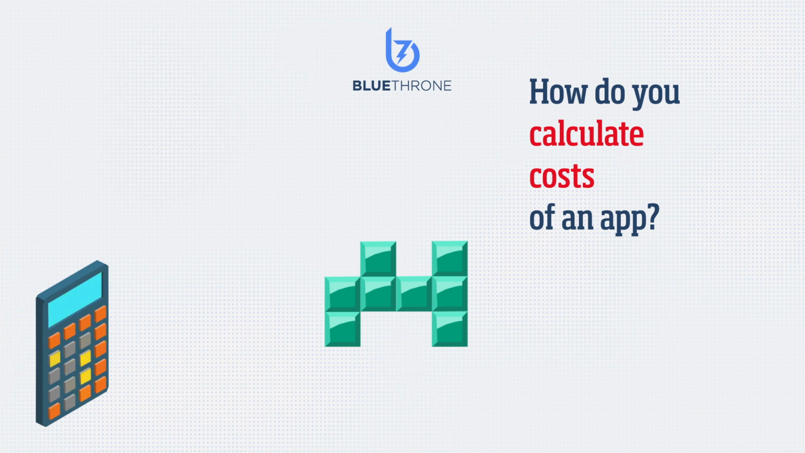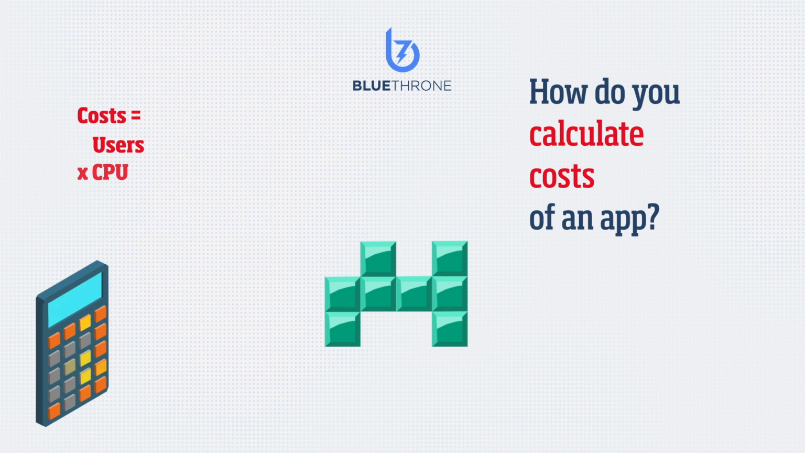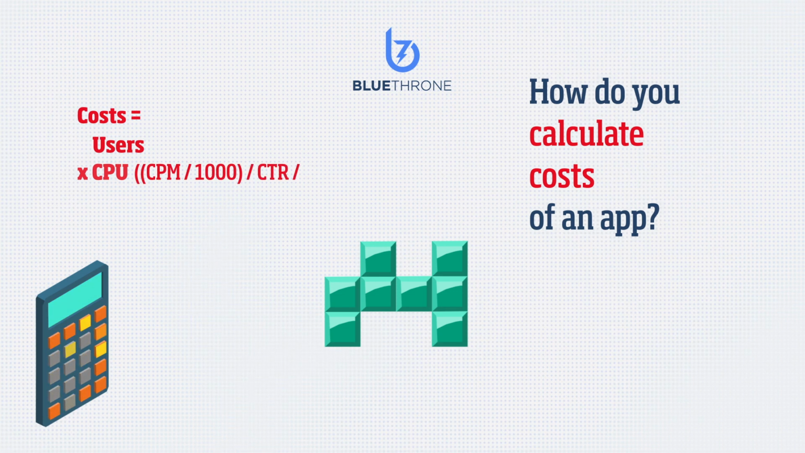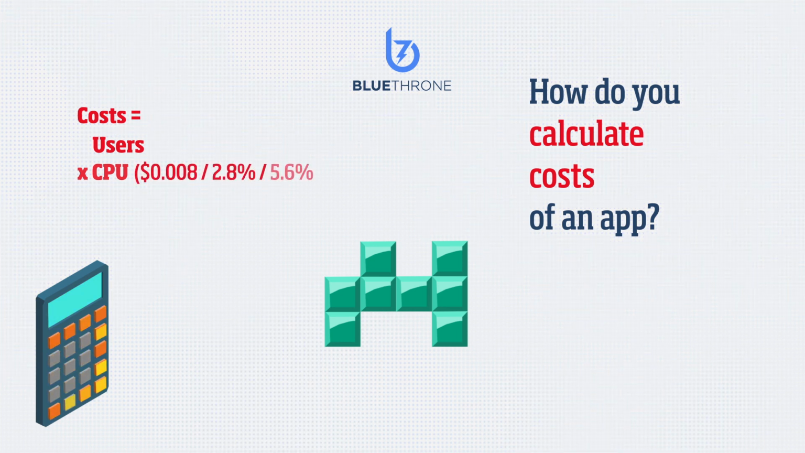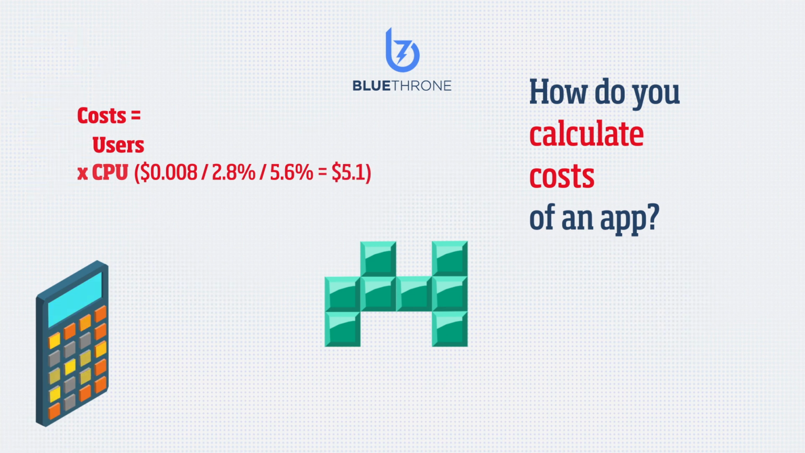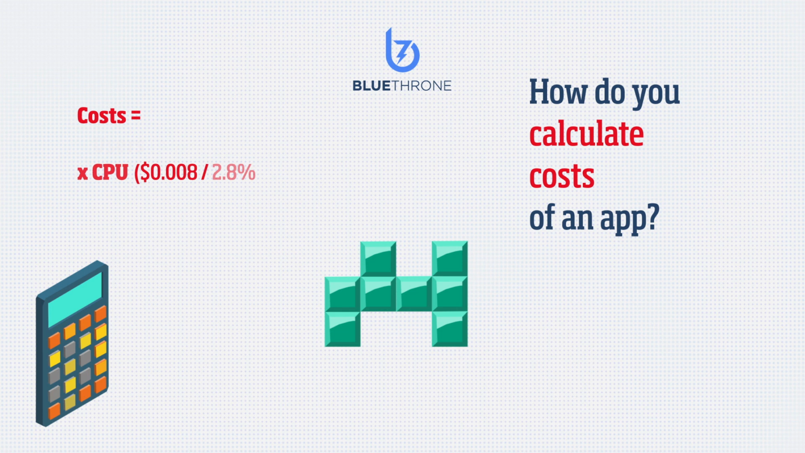How to calculate costs. To calculate the costs, we must apply the formula users times CPU. CPU, cost per user, equals CPM divided by 1,000 divided by CTR divided by CTI. Using the same example as above, let's assume that the CPM is $0.008, the CTR is 2.8%, and the CTI is 5.6%. CPU equals $5.10.